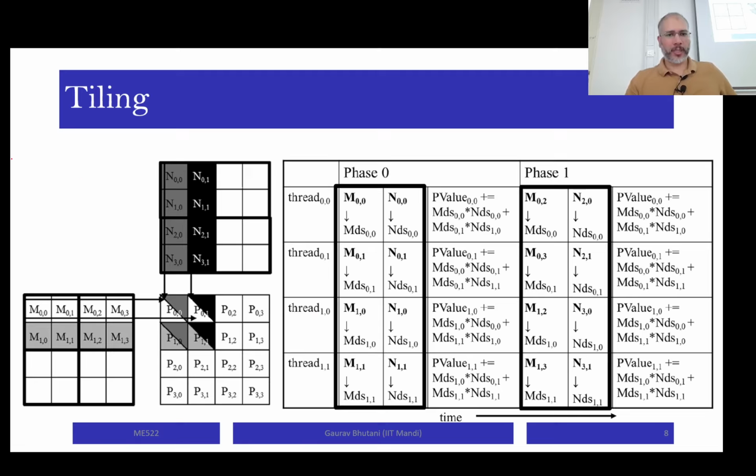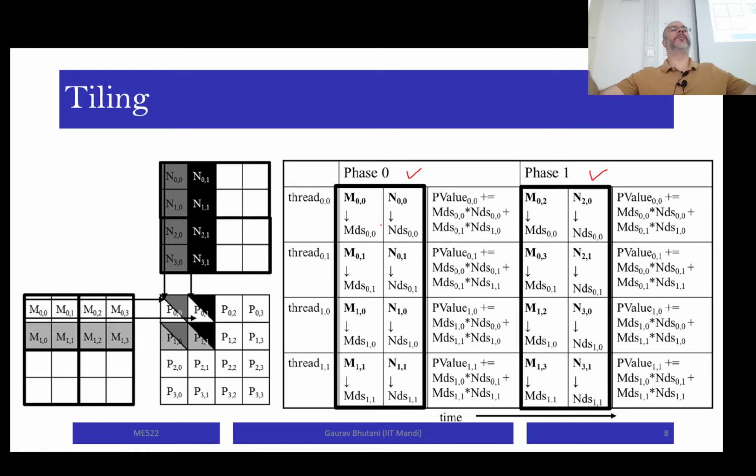So what you will do is work in phases. You have two phases here, phase 0 and phase 1. In this example, of course, you may have more phases depending on the situation. In phase 0, all threads will do some data copying, and the easiest one is thread 00, which is handling element P00. It copies M00 and N00 into the shared memory.